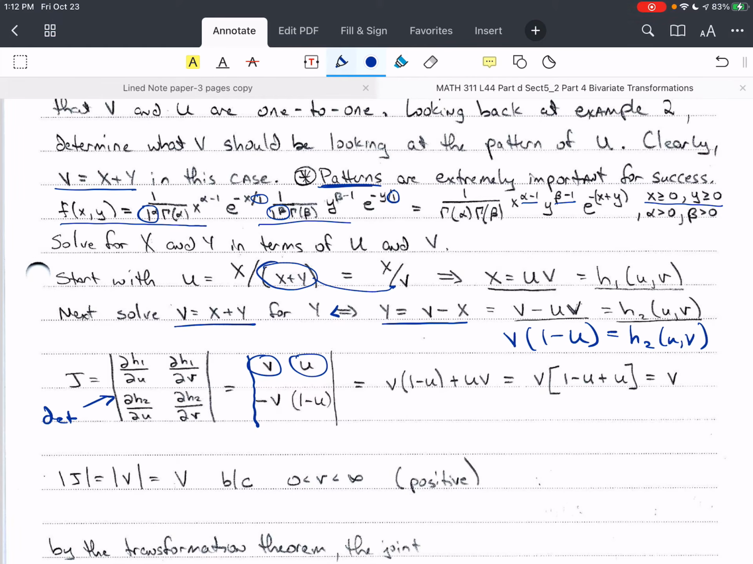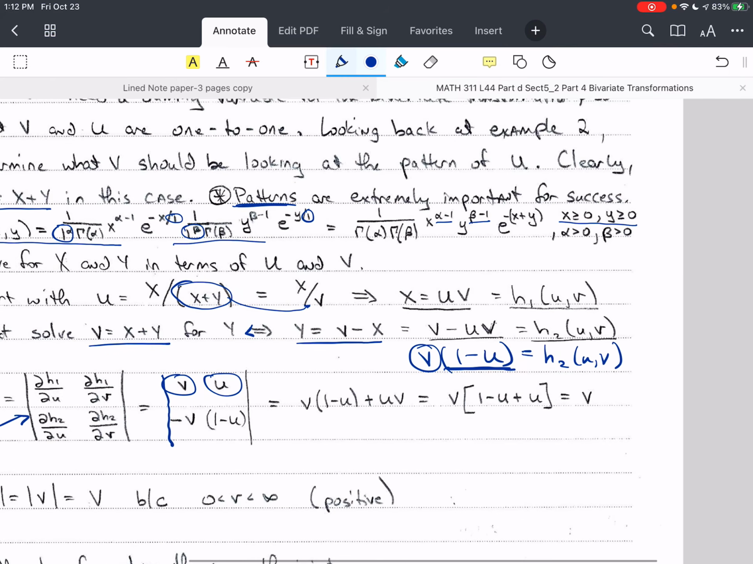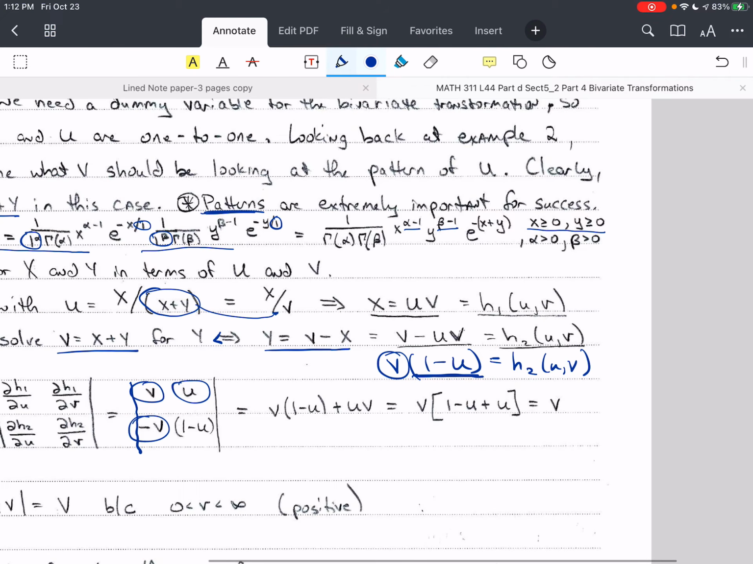And when I take the derivative with respect to u, remember the v is a constant, so I take the derivative of 1, that's 0, minus the derivative of u, which is going to be 1. So I have negative v is what I have left right here. And when I take the derivative of this with respect to v, the v becomes 1, and I have 1 minus u.